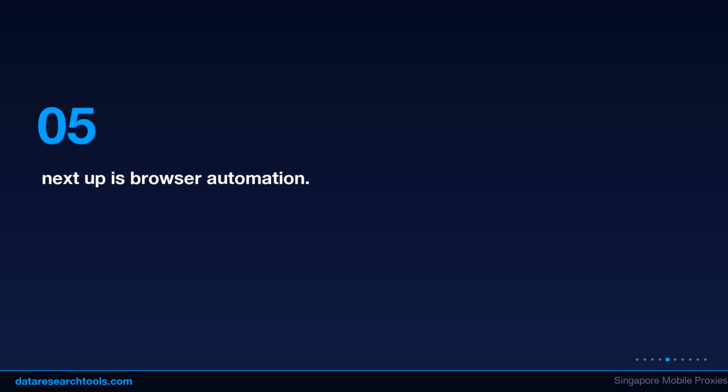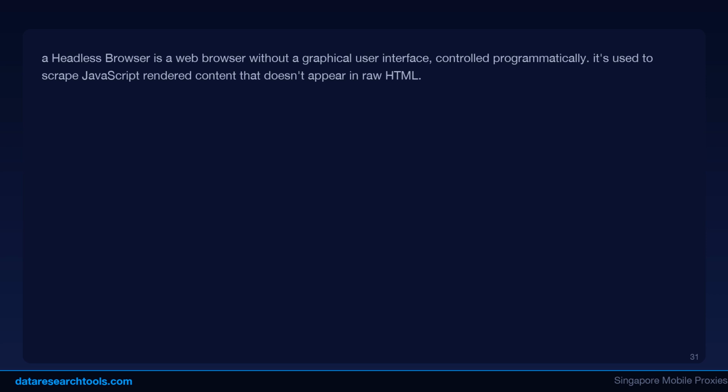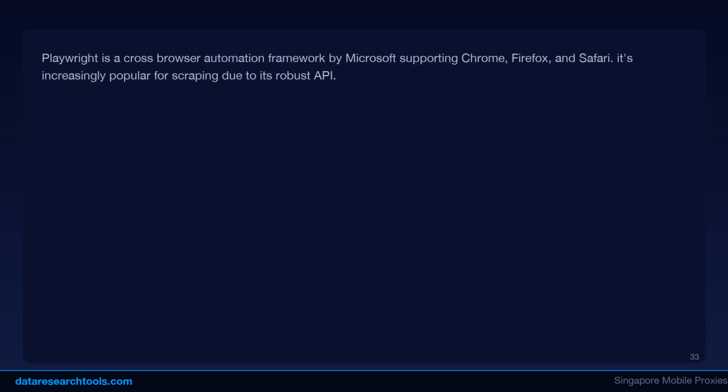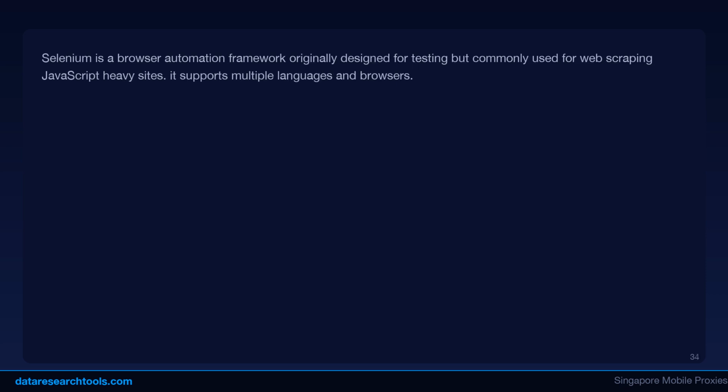Next up is browser automation. A headless browser is a web browser without a graphical user interface, controlled programmatically. It's used to scrape JavaScript rendered content that doesn't appear in raw HTML. Puppeteer is a Node.js library providing a high-level API to control Chrome or Chromium. It's widely used for scraping dynamic websites. Playwright is a cross-browser automation framework by Microsoft supporting Chrome, Firefox, and Safari. It's increasingly popular for scraping due to its robust API.